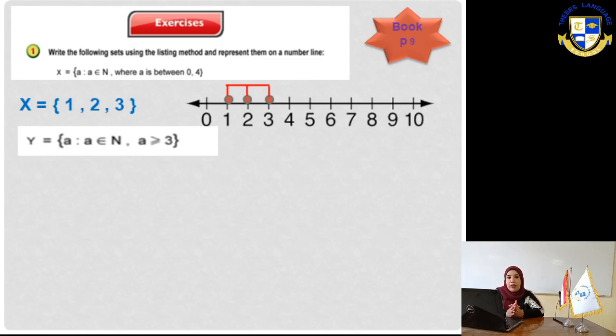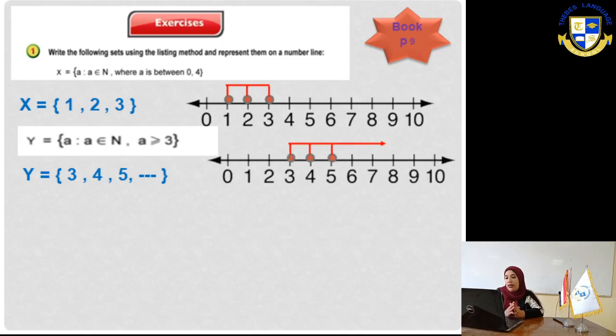Okay. Number 2, Y, where A belongs to N, and A is greater than or equal to 3. What are the elements which are greater than or equal to 3? It will be 3, 4, 5, and so on. Okay, you will put each element as a dot on the number line and make an arrow moving to the right to represent that it's an infinite set.